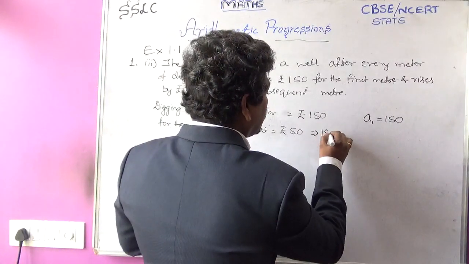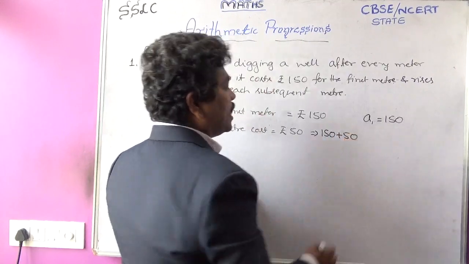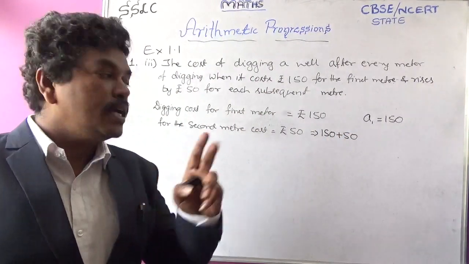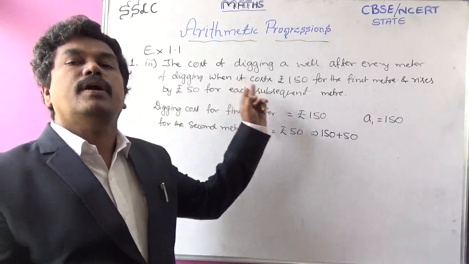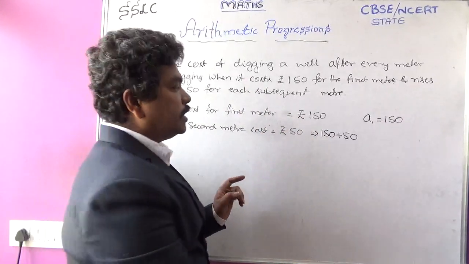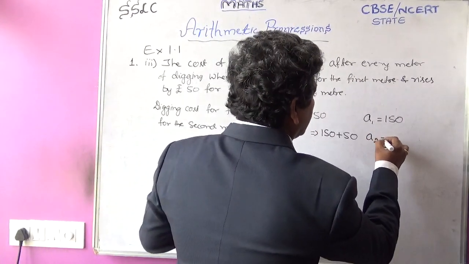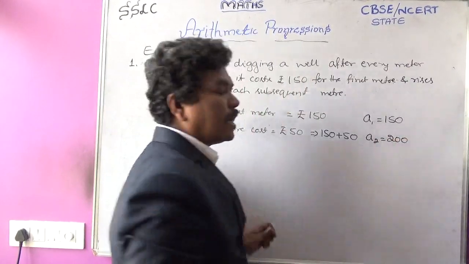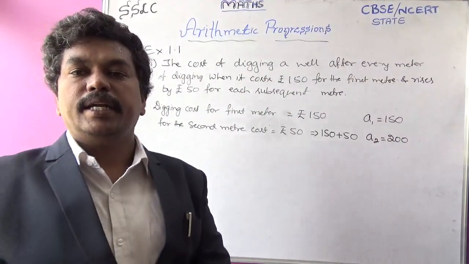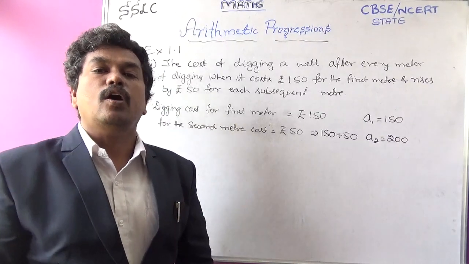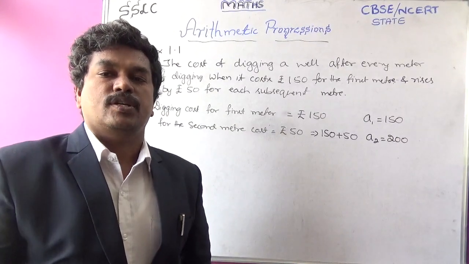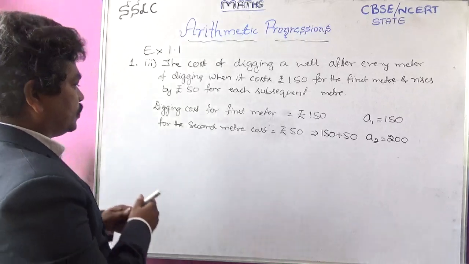So for the digging, the cost is 150 plus 50 rupees. We have to add the second meter digging cost to the first meter, that gives you 200, that is A2. So at the end of the second meter digging, they have to pay how much? 200 rupees. So therefore they have to pay rupees 200.